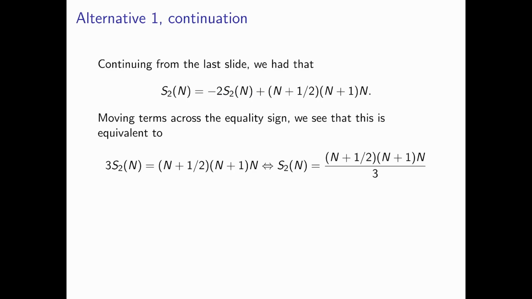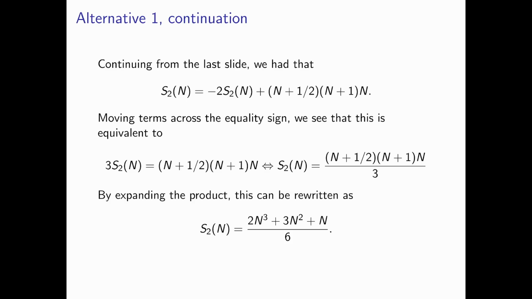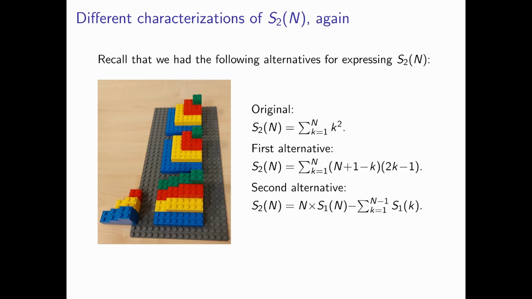So we get that 3 s sub 2 of n is equal to n plus 1 half times n plus 1 times n. And now all we have to do is divide it by 3, and we get that s sub 2 of n is equal to n plus 1 half times n plus 1 times n, all divided by 3. And now we can of course expand this product as well, and we get the following formula, that s sub 2 of n is equal to 2n to the third power plus 3n to the second power plus n, all divided by 6.